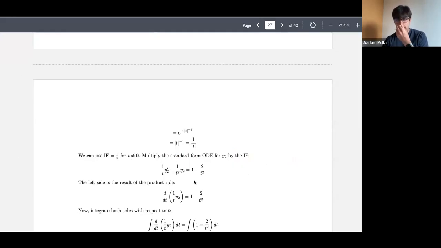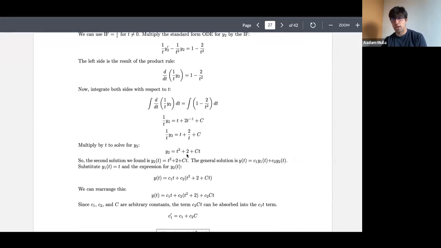I'm sort of going fast over this because this is something you should be able to follow just by reading the notes. And then remember, the whole point of the integrating factor is that the left side can always be written as a product, the derivative of a product. So you do that rewriting, and then you integrate both sides, and you solve for y2. Okay, so you solve for y2 as t squared plus 2 plus some constant times t.